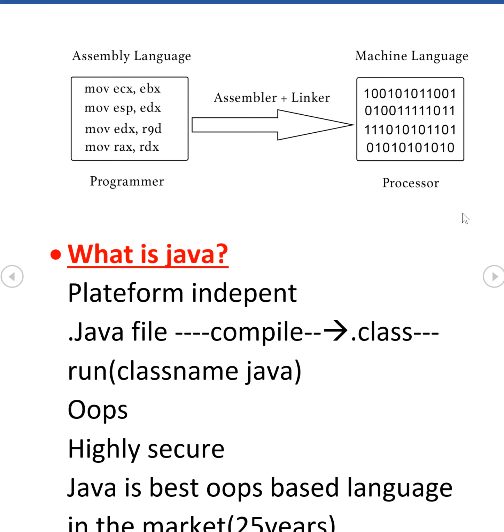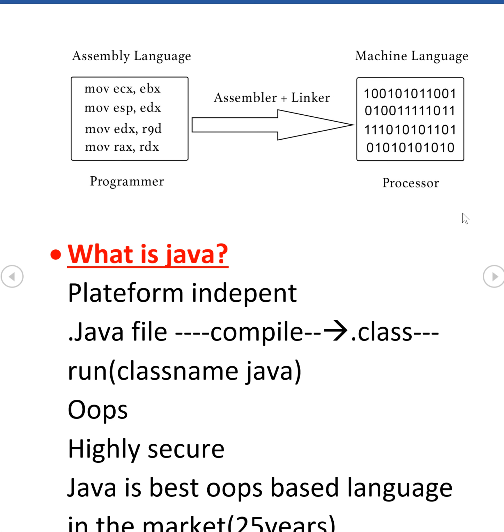But in a high level language we use a compiler and interpreter. What is Java? Java is a platform language, and we know the process. When we have a .java file, we compile it and it creates a class file. We will see the practical in the next lecture. When we run the class file, it creates the output for you.